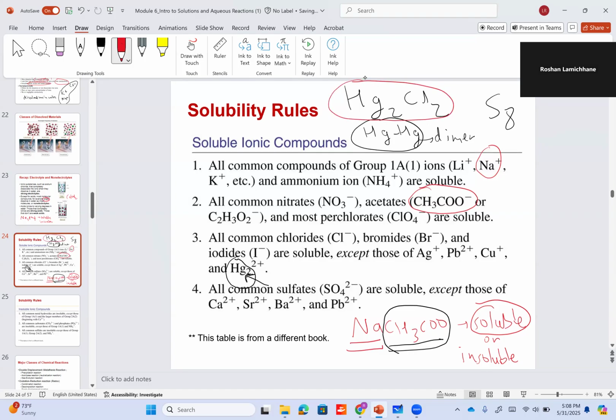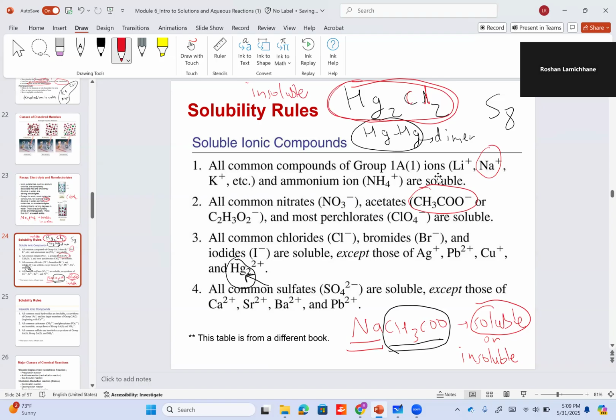So if someone asks you whether Hg2Cl2 is soluble in water or not, I look at my rules. Rule number 3 tells us all common chlorides, Cl minus when it dissociates, are soluble. I might be tempted to say that it's soluble, but then look at the exception: those of Ag plus, Pb2 plus, Cu plus, and Hg2 2 plus. This is my Hg2 2 plus salt, and that is why this is insoluble in water.